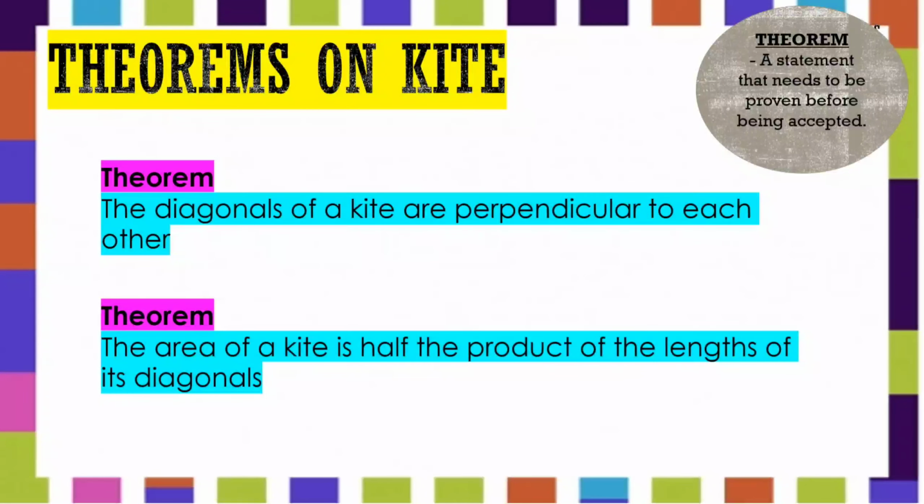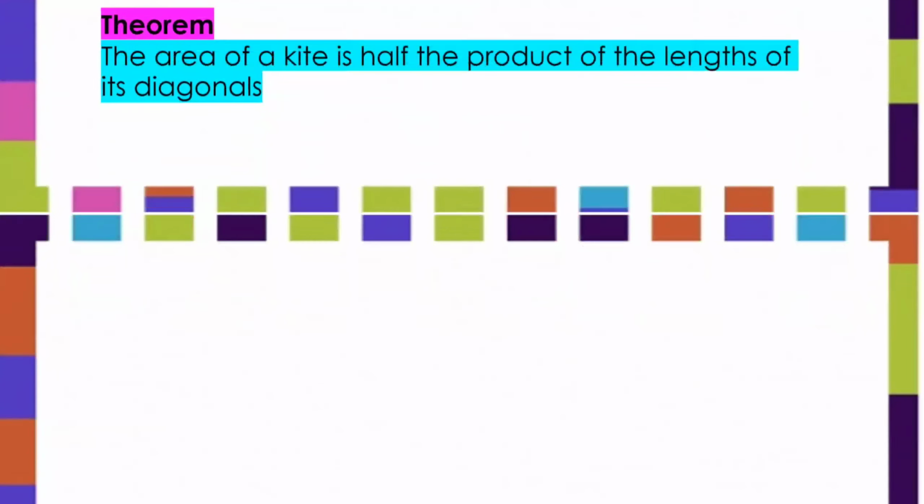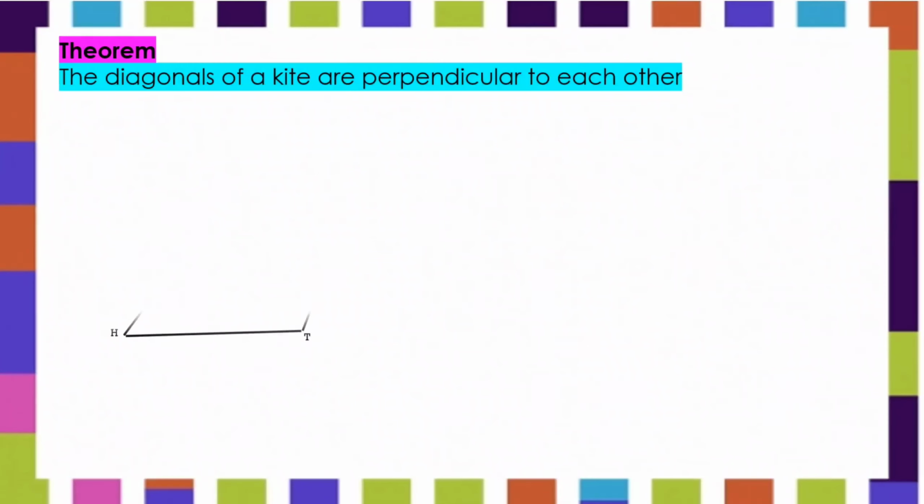So isa-isahin natin yung bawat theorems ng kite. Okay, let's have this one. The diagonals of a kite are perpendicular to each other. So let's say we are given kite MATH. So let's say we have diagonals AH and diagonal MT that meet at point E. Pag sinabi nating perpendicular, ibig sabihin we have lines that meet to form right angle. So yung dalawang diagonal na to, nag-meet sila at naka-form ng right angle.